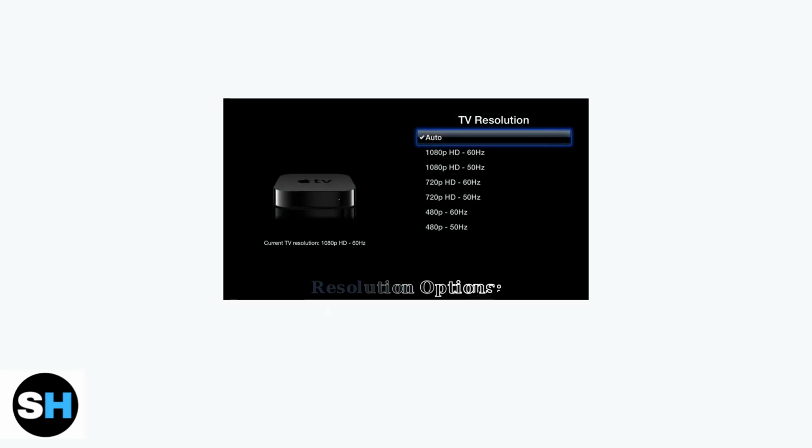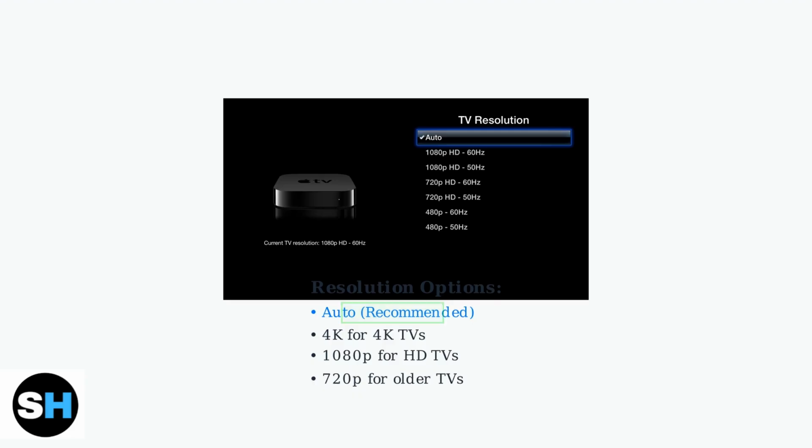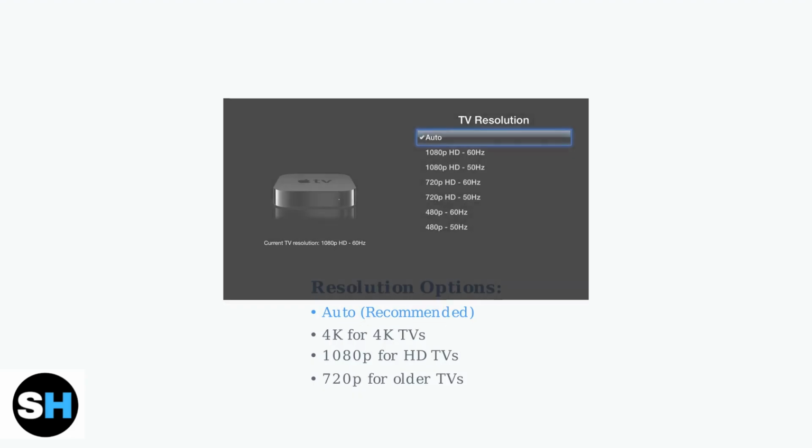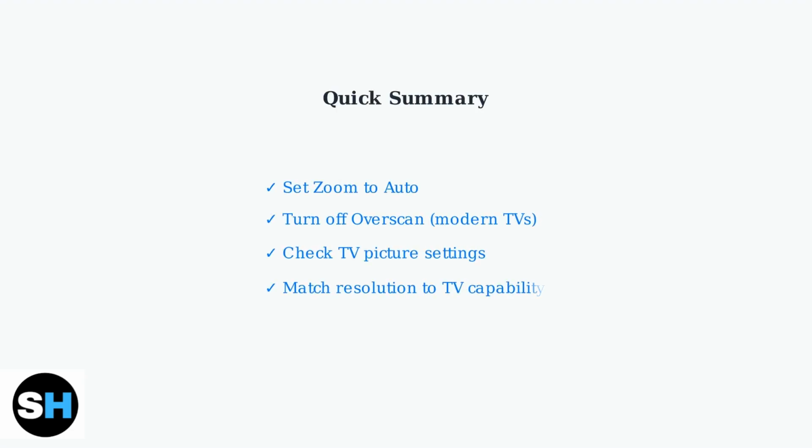Finally, ensure your Apple TV's resolution matches your TV's capabilities. Go to Resolution Settings and select Auto for automatic detection, or manually choose 4K, 1080p, or 720p based on your TV's specifications. These adjustments will optimize your Apple TV's display for the best viewing experience.